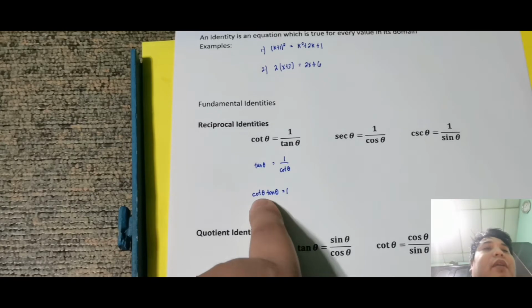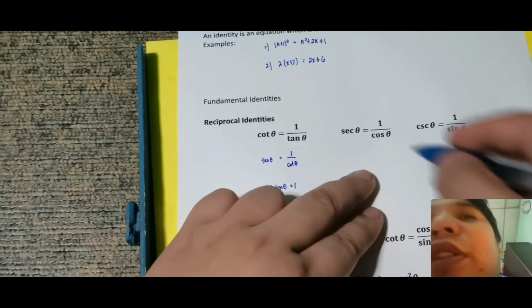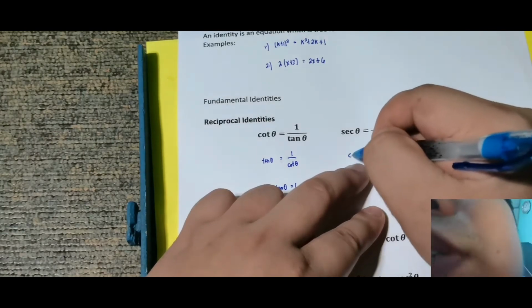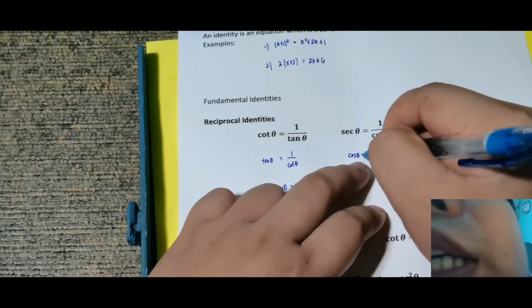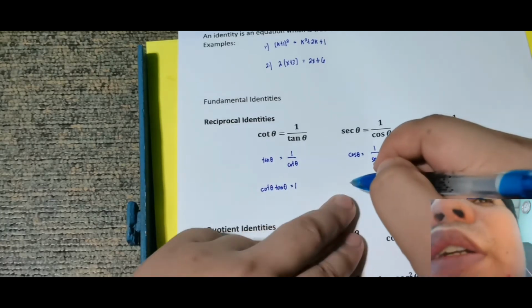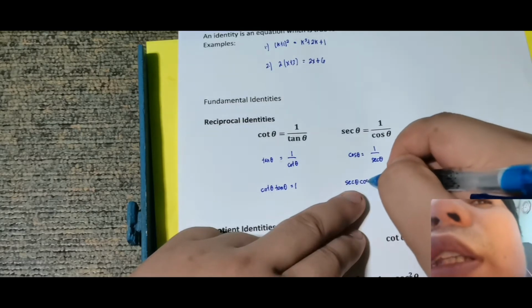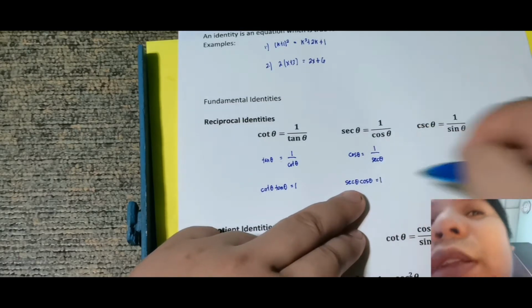Ayan siya. Okay, next dito, similar case, yung secant theta is equal to 1 over cosine theta. Si cosine theta ay equivalent kay 1 over secant theta. And also, si secant theta times cosine theta equal to 1.